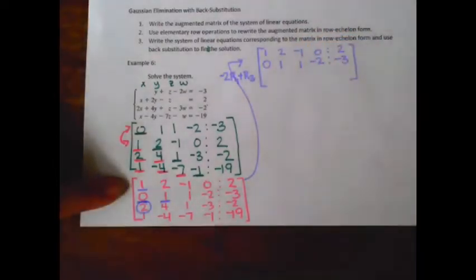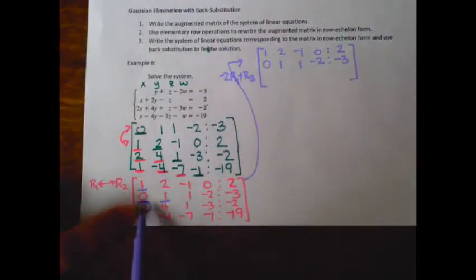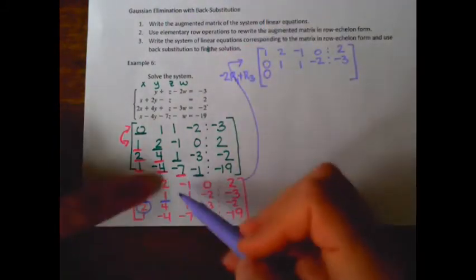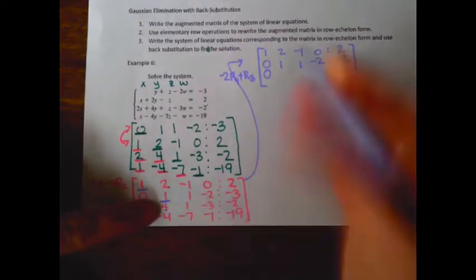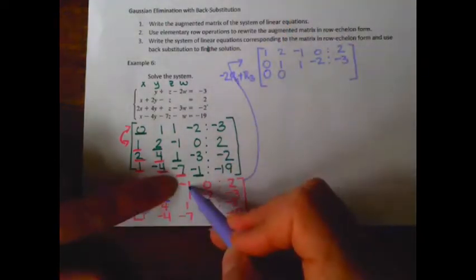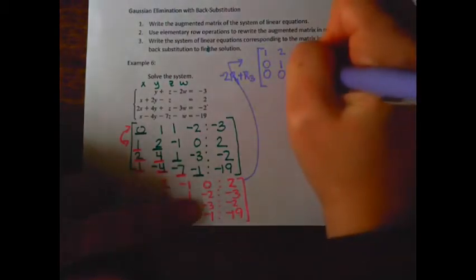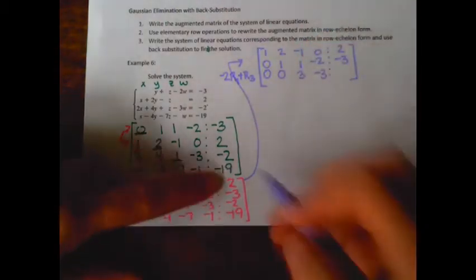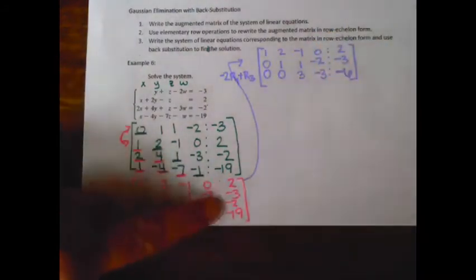All right. Now, -2 times 1 is -2. -2 plus 2 is 0. We're good there. -2 times 2 is -4. -4 plus 4 is 0. -2 times -1 is 2. 2 plus 1 is 3. -2 times 0 is 0, plus -3 is -3. And -2 times 2 is -4. -4 plus -2 is -6. Okay, is everyone okay with that?